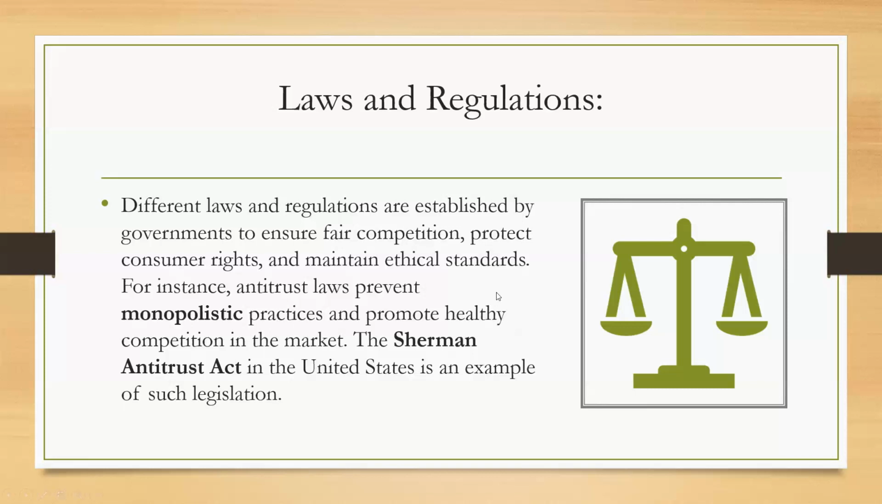And also to protect consumer rights. Consumers are the ones who are finally consuming the products or services. To protect consumer rights, the government will keep some rules and regulations related to the safety and welfare of the consumers, and also to maintain ethical standards. These are the main objectives of the laws and regulations, why they keep laws and regulations in any country. For example, antitrust laws prevent monopolistic practices and promote healthy competition in the market.